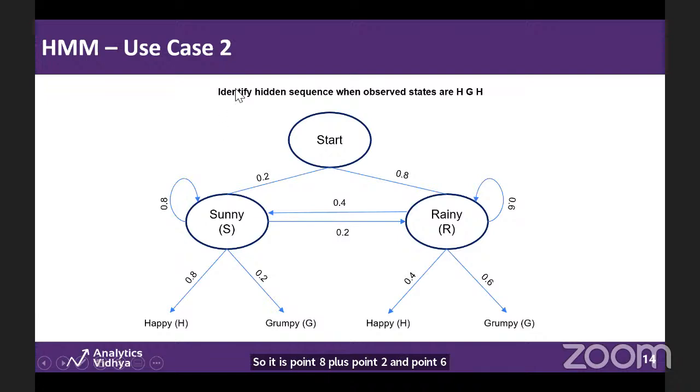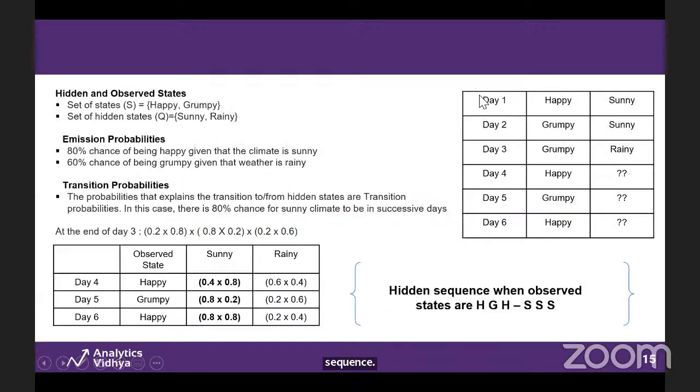So this is how we read this probability chart. Now the problem statement I have in hand is to identify the hidden sequence when the observed states are happy, grumpy, and happy, which I have mentioned here. So let us try to understand this.